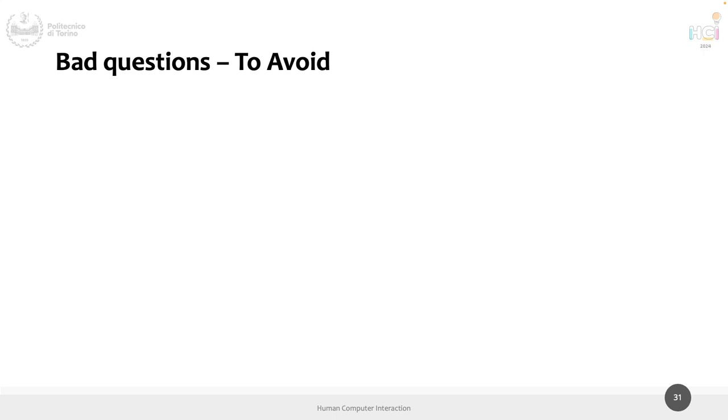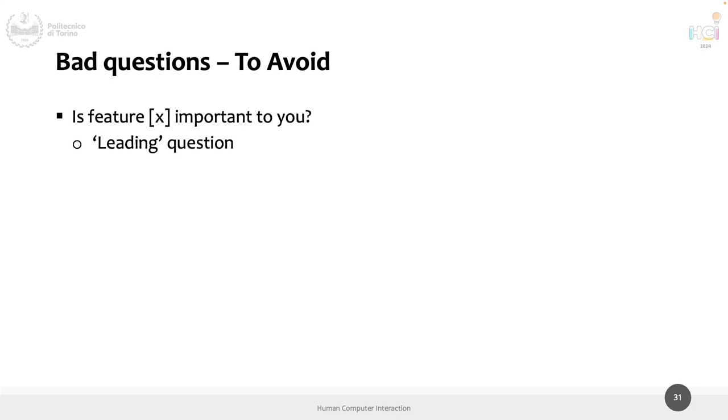So, bad questions to avoid. Is feature X important to you? This is a leading question. Why do you think it is a leading question? That's another problem related to this question. But so avoid yes, no answers is one of the other points, I think. But it's not leading, it's a yes, no question. Why is it leading? What are you leading to here? You are implying that the feature is somewhat important.